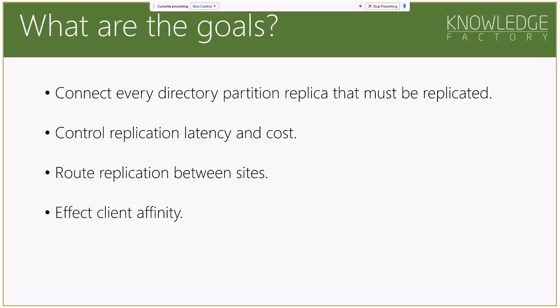So what are the goals for this? Well, the KCC generates a replication topology that achieves the following goals: connect every directory partition replica that must be replicated, control replication latency and cost, route replication between sites, and affect client affinity. So by default, the replication topology is managed automatically and optimizes existing connections. However, manual connections created by an admin are not modified or optimized. So if you can avoid it, don't create manual links.